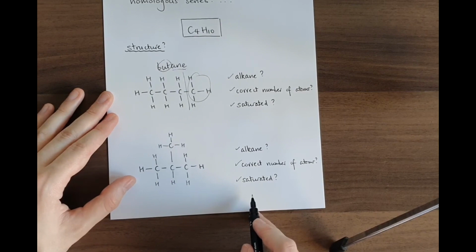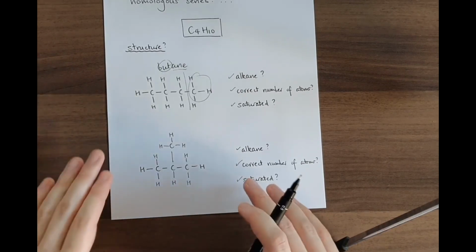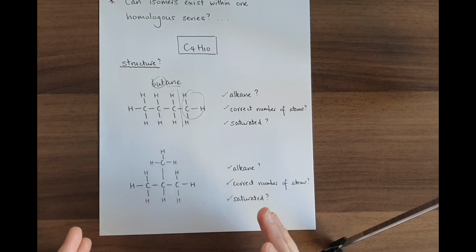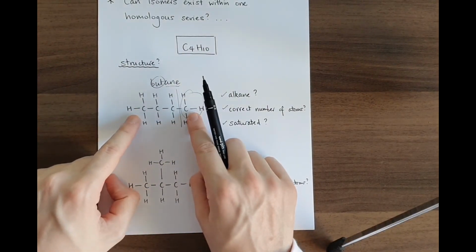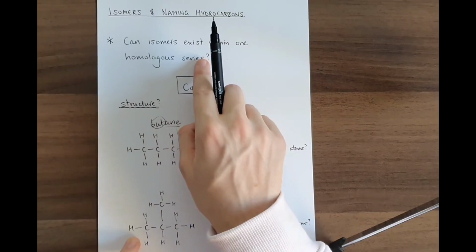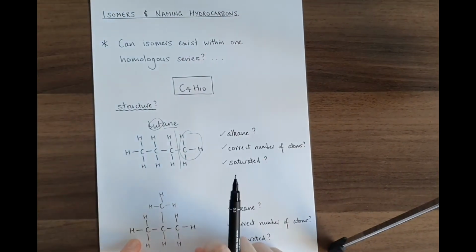So, if this butane molecule passes all these tests and fits into that formula, but so does this one, is this also butane? Or are we going to have to come up with a naming system that is a little bit more detailed to be able to tell the difference between a C4H10 that looks like this and a C4H10 that looks like this? Because what we have just discovered is that the answer to the question is in fact yes, you can have isomers that exist within one homologous series.